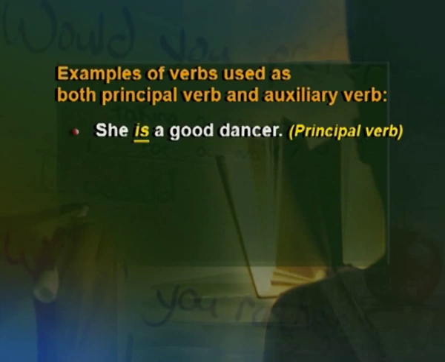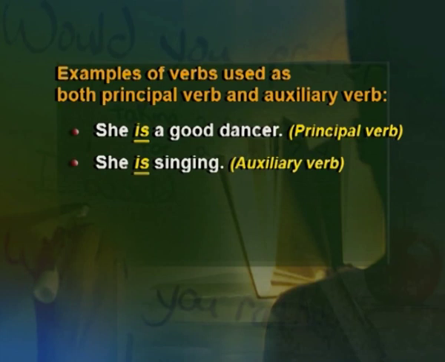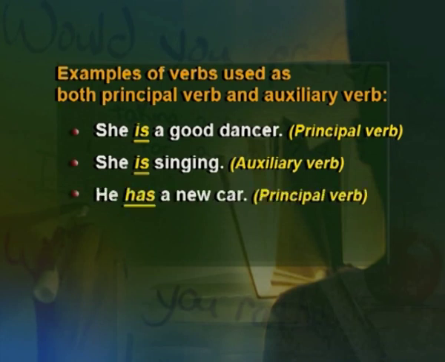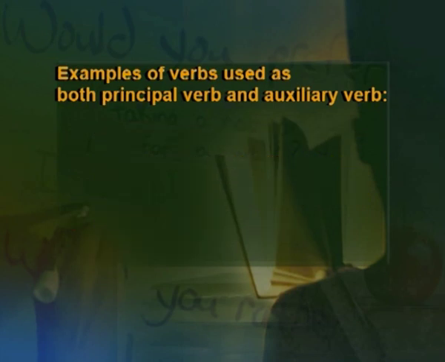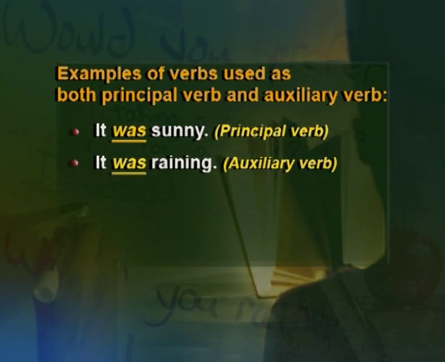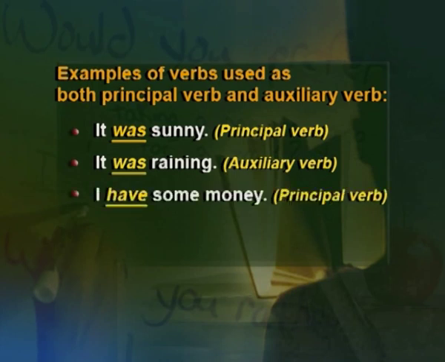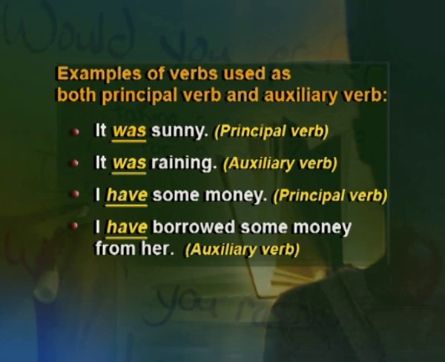Here is is a main verb. She is singing. Here, because it is attached with the main verb singing, is becomes an auxiliary verb. He has a new car. He has bought a new car. It was sunny. It was raining. I have some money, I have borrowed some money.